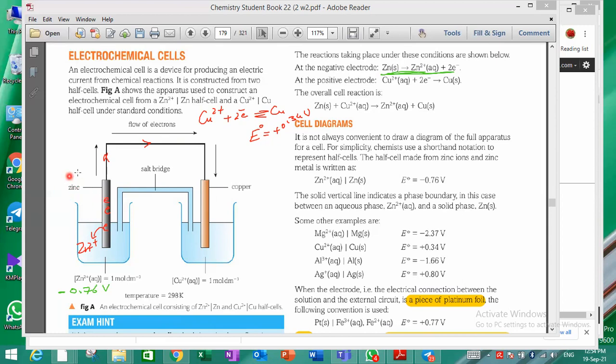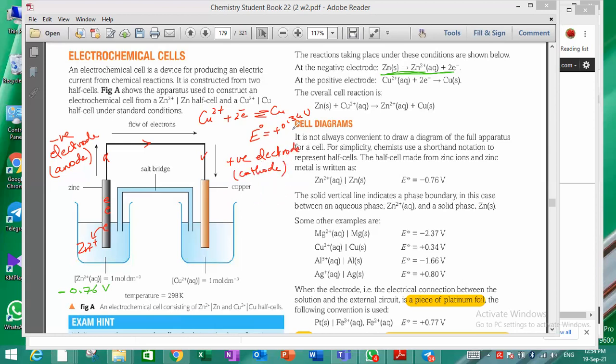We say that the electrode from which electrons are generated, we call this the negative electrode. So the zinc electrode, we call it the negative electrode, and also we call it the anode. But for the copper electrode, where it gains electrons, we are going to call it the positive electrode or the cathode.